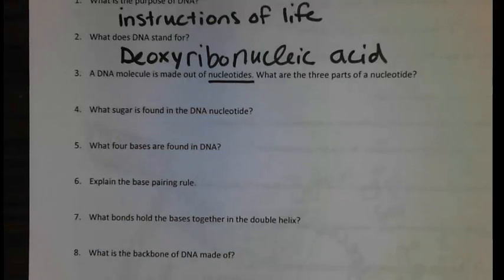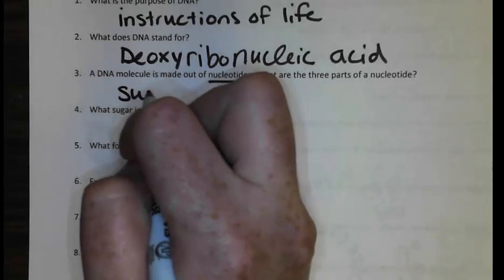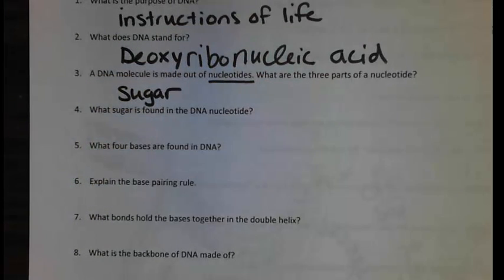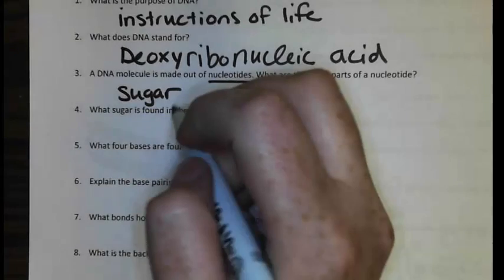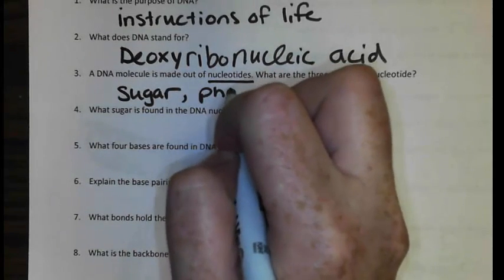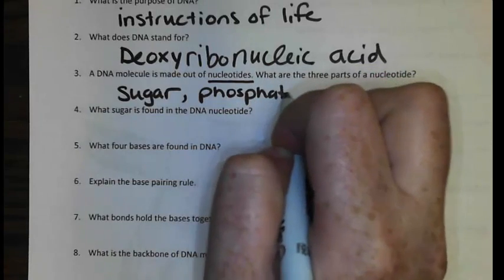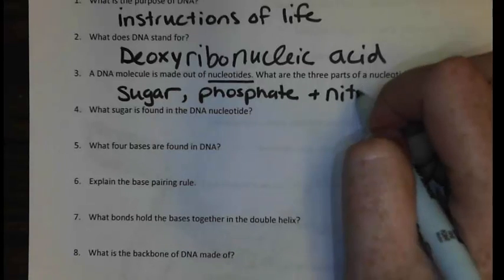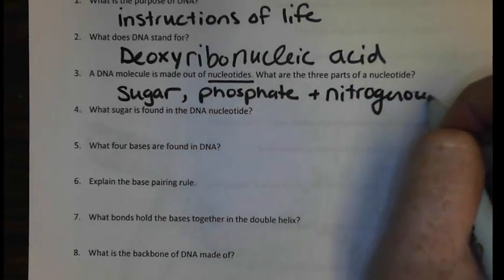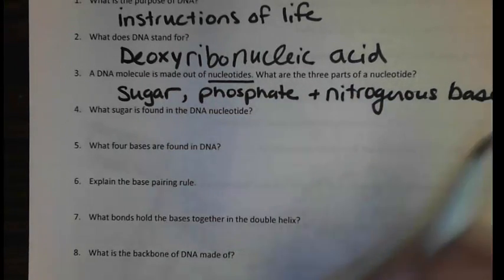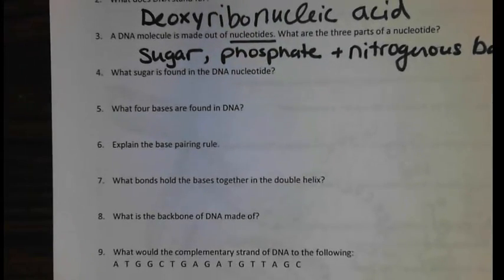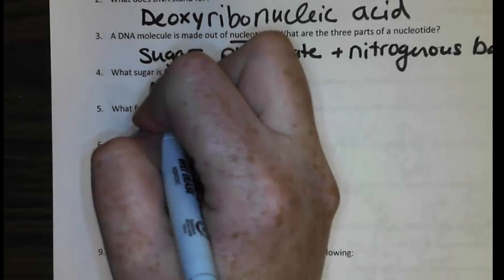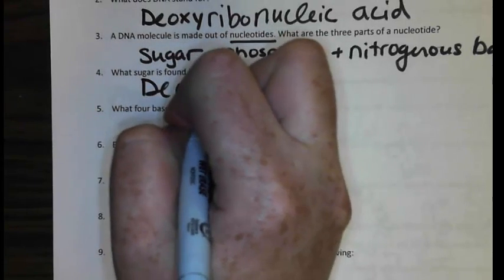What are the three parts of a nucleotide? Of course, it's the sugar. For DNA, what's the sugar? Deoxyribose. Phosphate group. And that nitrogenous base. Okay. What sugar is found in DNA? I wonder if that's an important question since I asked it twice in the last minute. Deoxyribose.